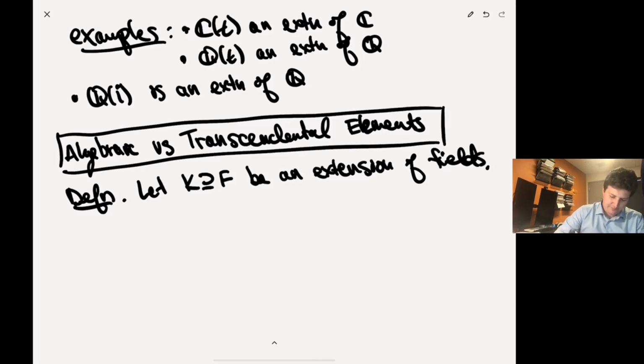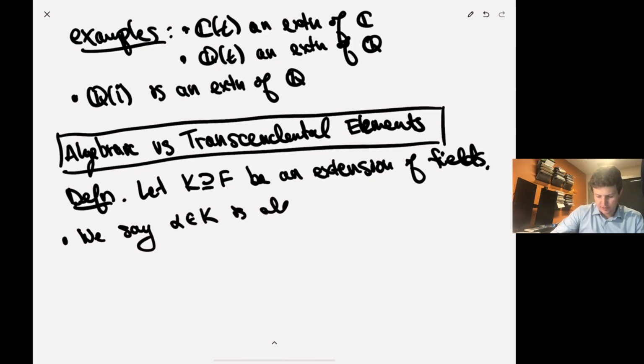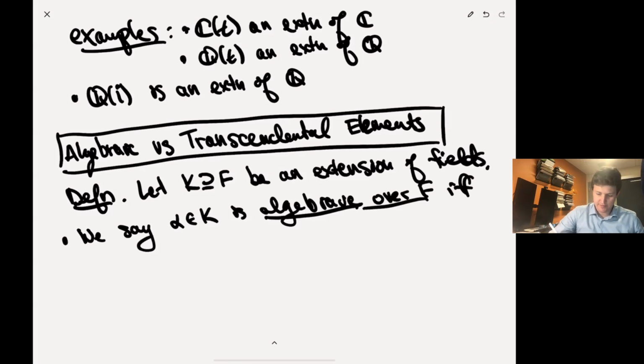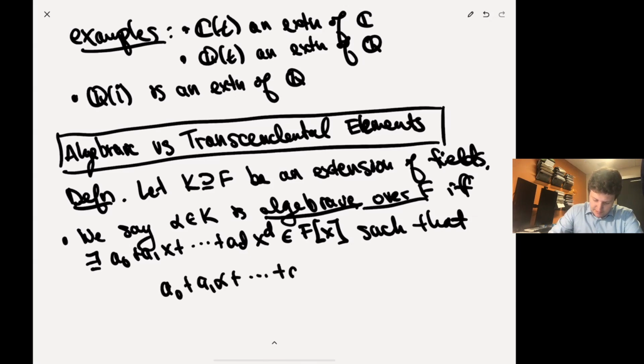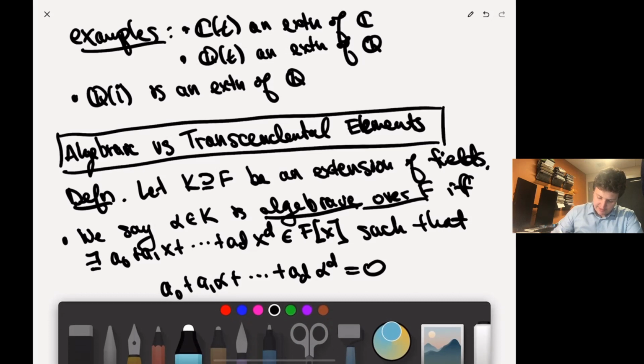Okay, so here's the first part. We say alpha in K is algebraic over F if and only if it satisfies a polynomial equation with coefficients in F. So there exists some a0 plus a1 x plus ... plus ad x to the d, for some d, in F[x] such that a0 plus a1 alpha plus ... plus ad alpha to the d is equal to 0.